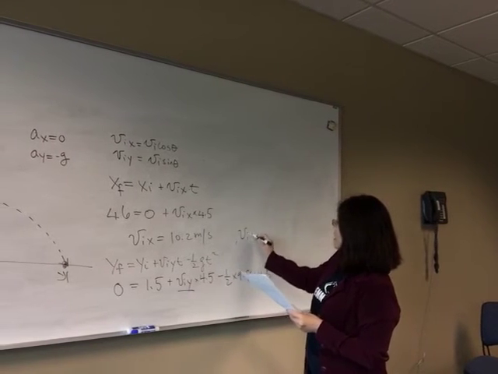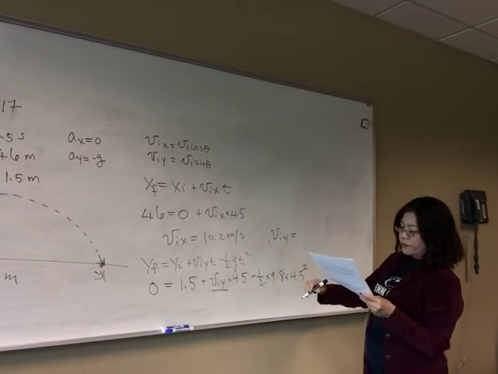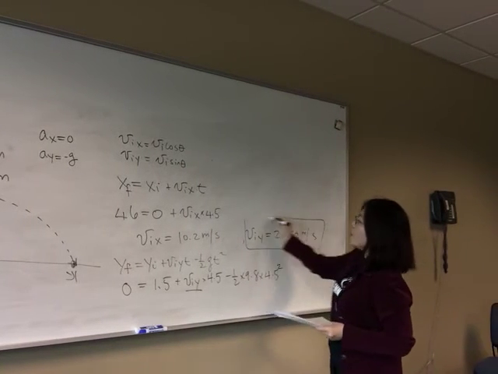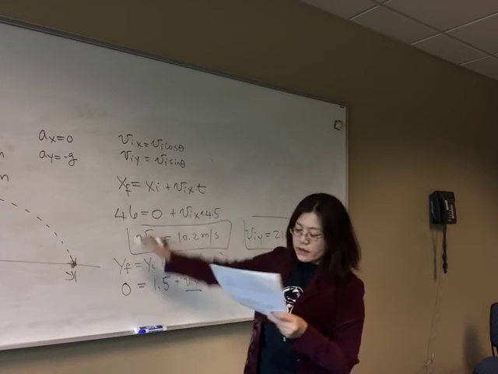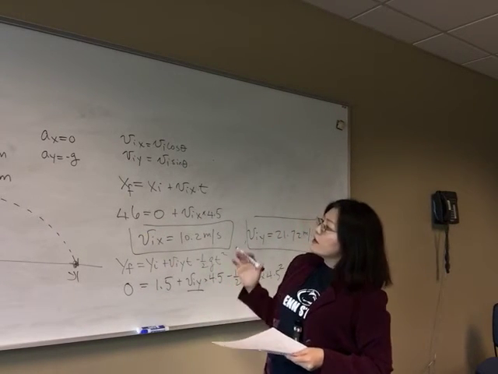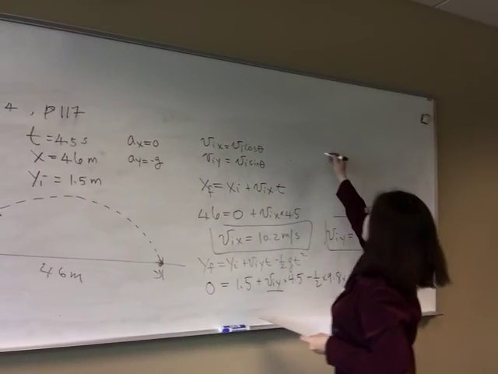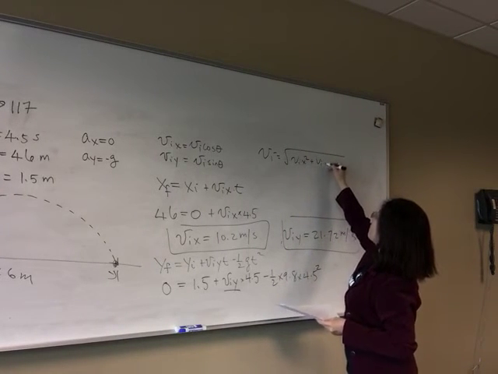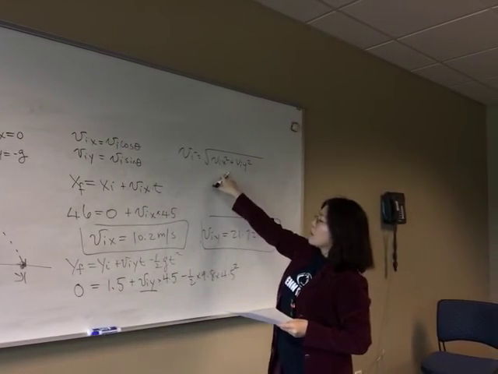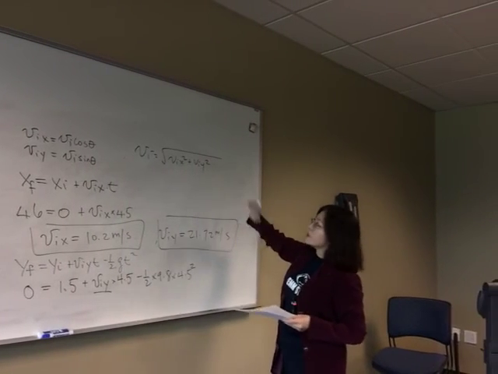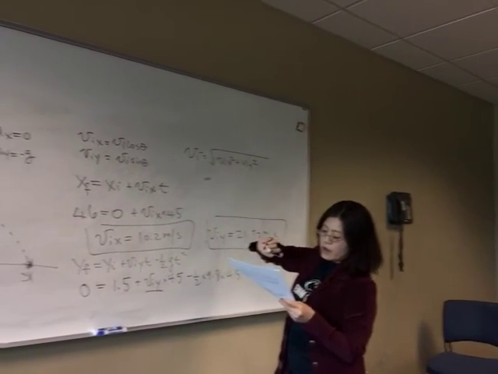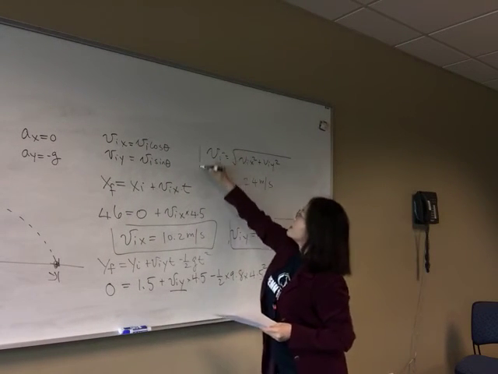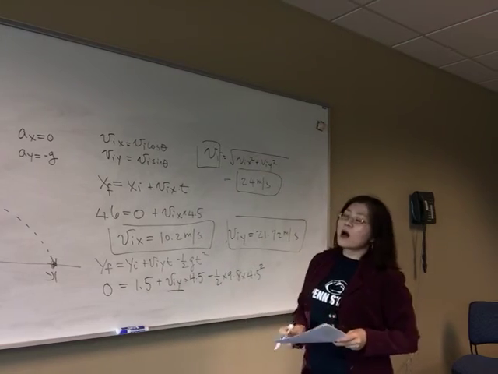So your VIY is equal to 21.72 meters per second. Once you have your x component and y component, it becomes very straightforward to calculate the initial velocity, because your VI is just the square root of VIX squared plus VIY squared. You square VIX, square VIY, add them, and take the square root, so you should have your VI equal to 24 meters per second. So that is the speed of the ball.